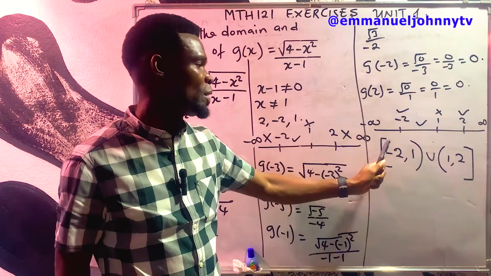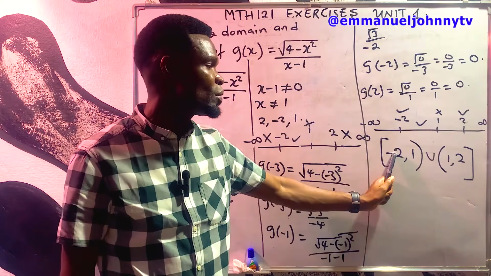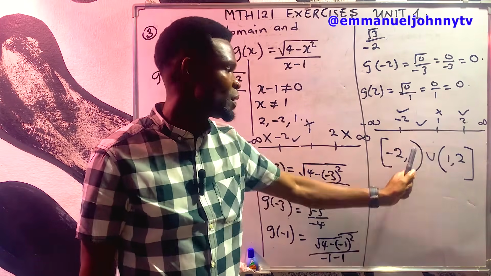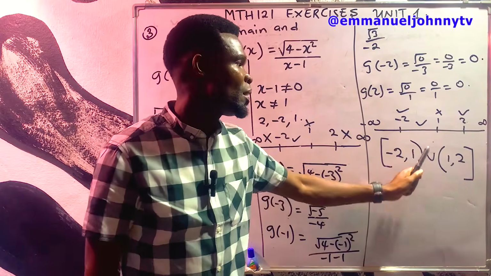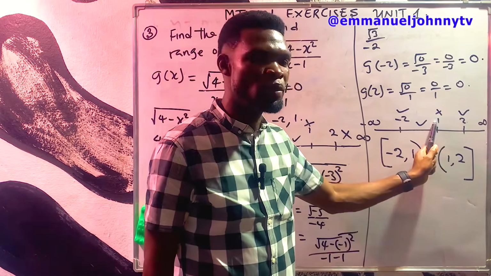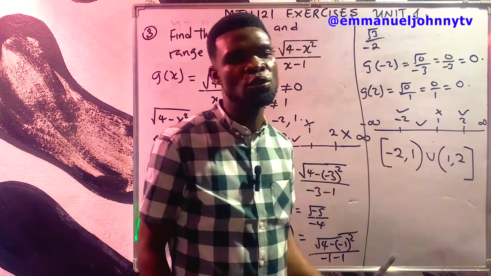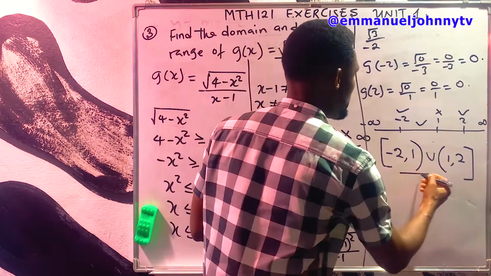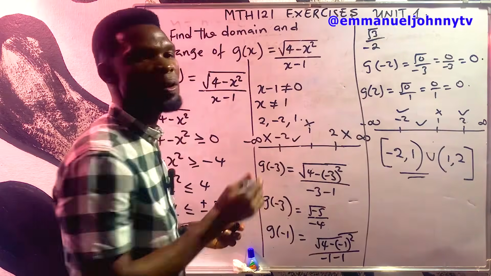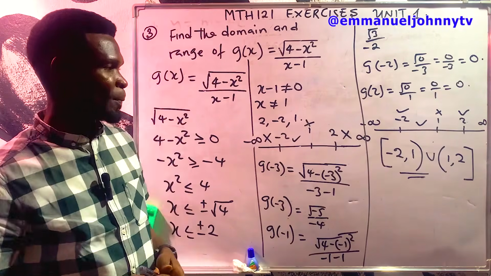-2 is inclusive, that's why you have this closed. From -2 to 1, 1 is not inclusive, that's why it is open. And from 1 to 2, 1 is not inclusive, that's why it is open, and 2 is inclusive, that's why it is closed. So this is the domain of this particular function.